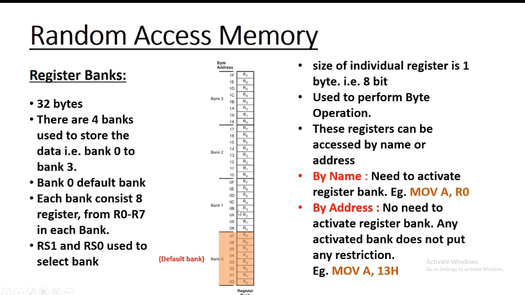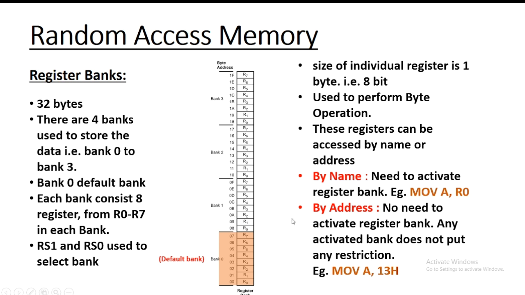By using the address also you can access the same register, but when you are accessing registers by their addresses, there is no need to activate the register bank. Like here in this instruction, MOV A, 13h. So 13h is the register R3 of bank 2. So from this location, the content will be copied into the accumulator.